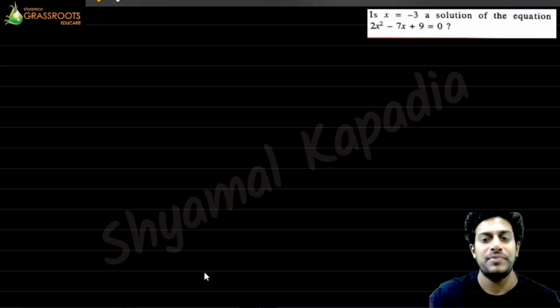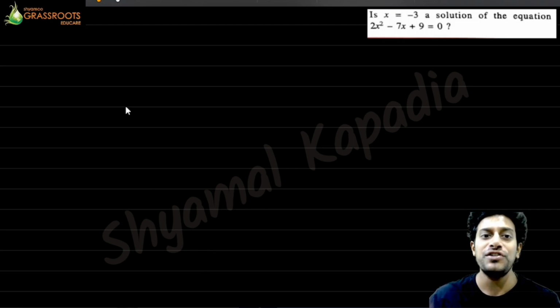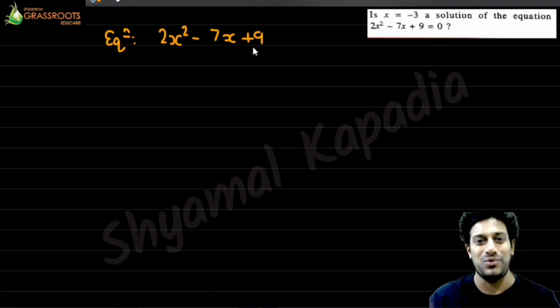The first question: is x equal to minus 3 a solution of the quadratic equation? Yes or no? Solution means root. So all you do is first write down the quadratic equation. That's the first thing you do. The quadratic equation is 2x square minus 7x plus 9. Don't write equal to 0 yet. First I write down the quadratic equation, fine.